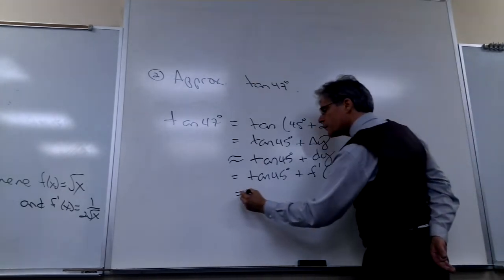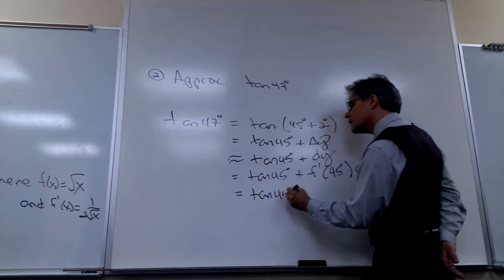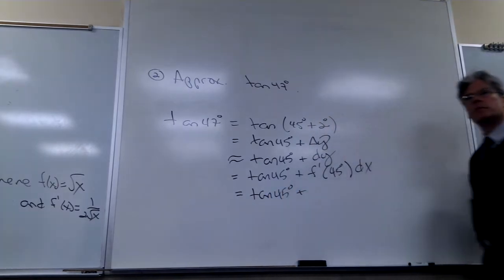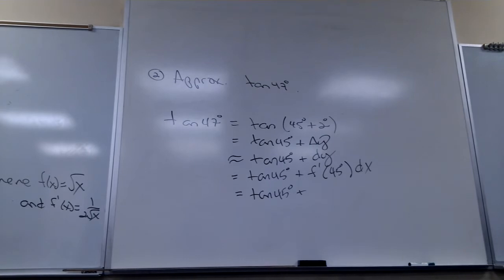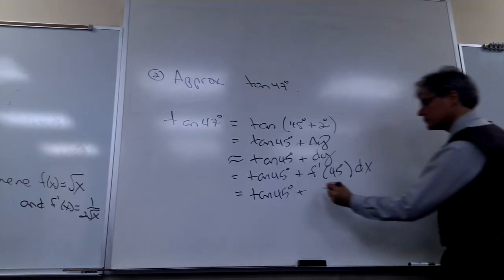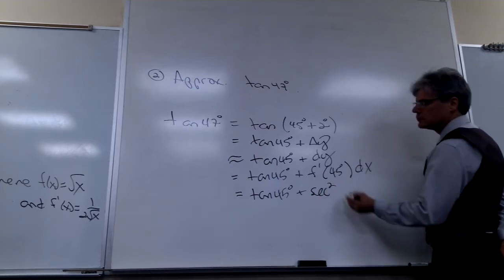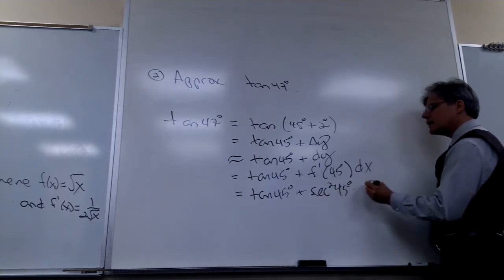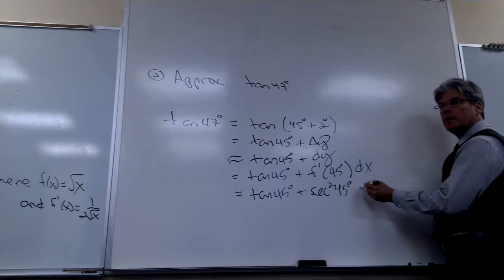To differentiate the tangent of anything, what the heck do you get? The secant squared of that thing. And by the way, dx is 2.